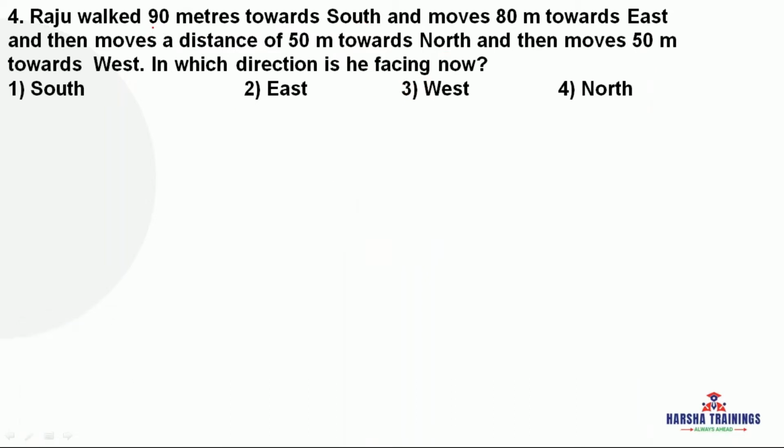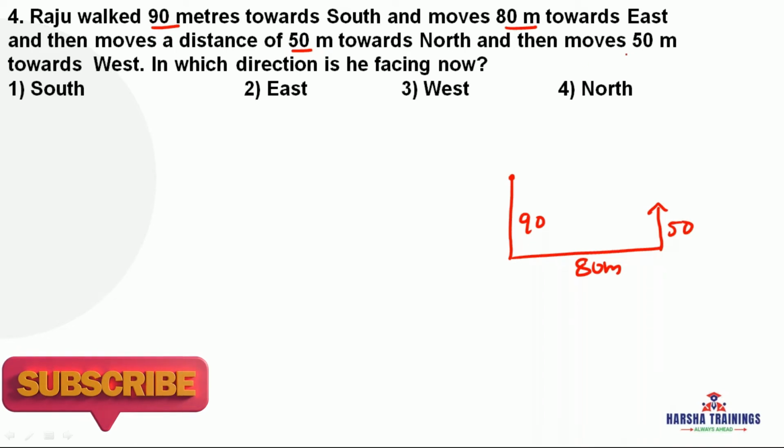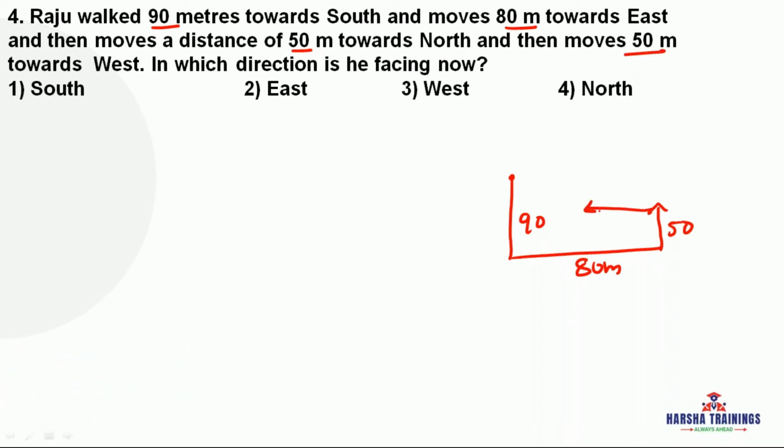ఓకే, సో రాజు వాక్ 90 meters towards south, and next 80 meters towards east, and next 50 meters towards north. So 50 meters towards north, and next 50 meters towards west. In which direction man was facing now? West direction. That is answer. Then అవసరం అంటారా? No need, I think. Yes, use common sense. మీరు ఎక్కడెక్కడో రౌండ్ చేస్తుంటారు, బట్ ఫైనల్ గా మీరు ఏ డైరెక్షన్ ఫేస్ చేస్తున్నారో అది మాత్రం ఇంపార్టెంట్ ఇక్కడ.